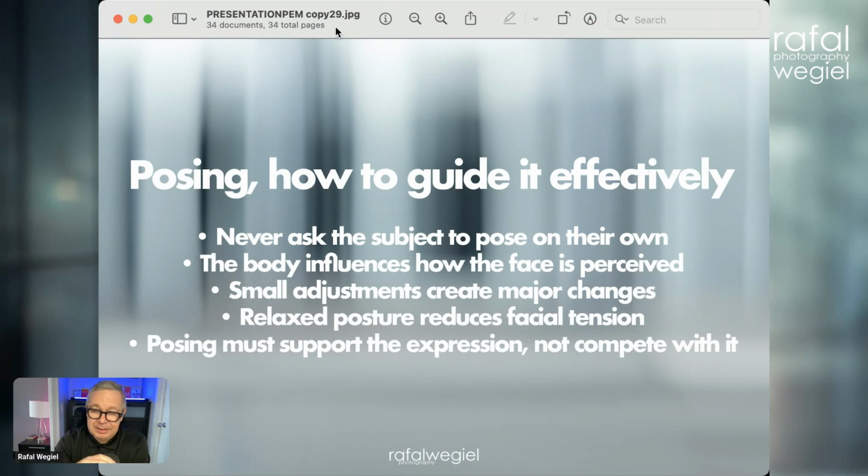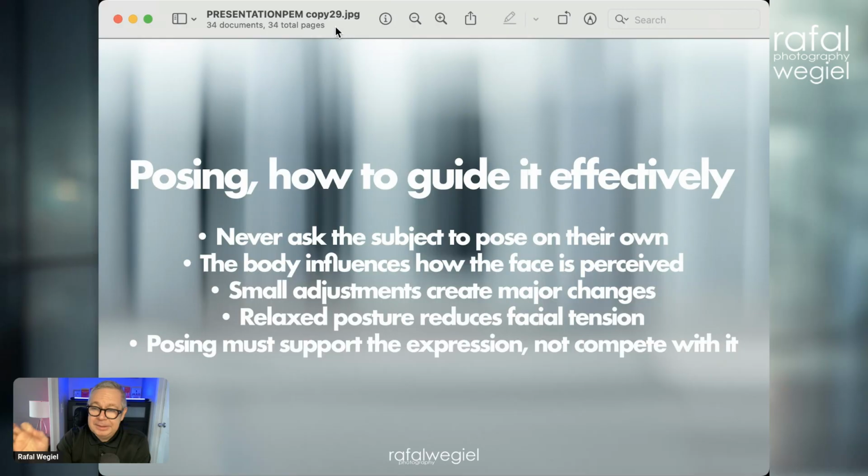What I always tell all the photographers: never plant the person in front of the camera and expect they're going to do this for you. You have to work with them, but also keep changing the pose all the time and find the best pose for that person. Relaxed posture reduces facial tension. Again, the more relaxed you are, the better facial expressions you're going to get. That's why you start with the posing, and the facial expressions should follow what you're doing with their body.